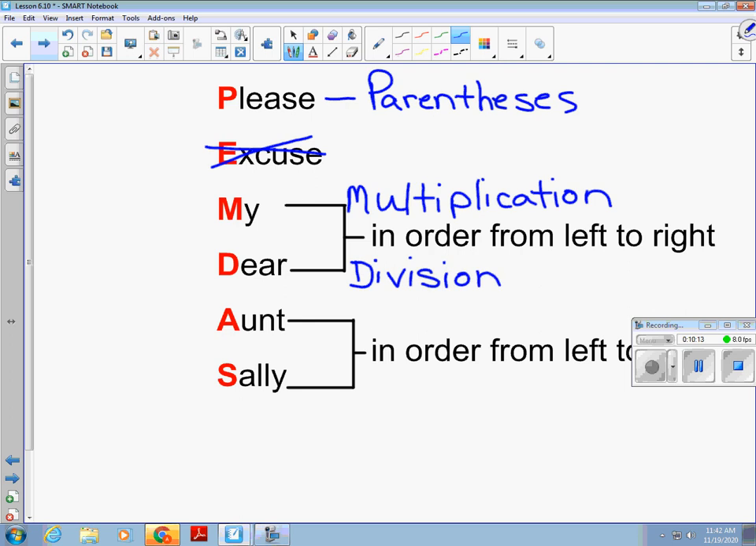Okay, and then next would be addition, and then the last operation that we have would be subtraction. So if you remember that little saying, it will help you remember the order of operations that you should be doing when there aren't any parentheses. And remember, anytime there are parentheses, parentheses come first, and then if there are multiple operations in there, you would do them in the order of multiplication, division, addition, and subtraction, going from left to right.